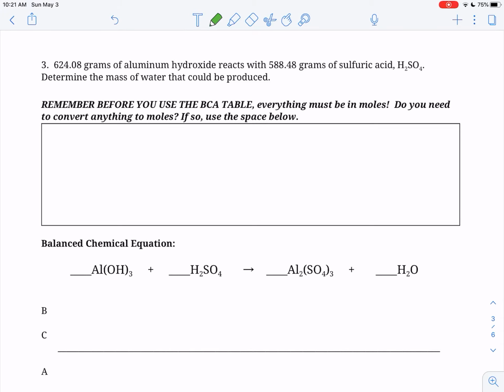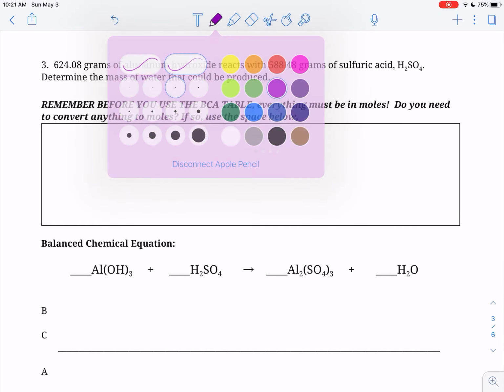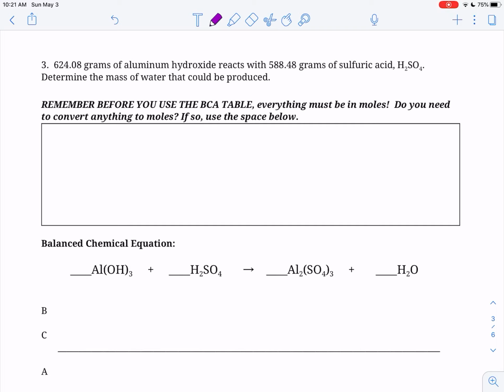All right, here's number 3. Please make sure that you have done this yourself first. Okay, don't just copy this. All right, 624.08 grams of aluminum hydroxide reacts with 588.48 grams of sulfuric acid, H2SO4. Determine the mass of water that could be produced.